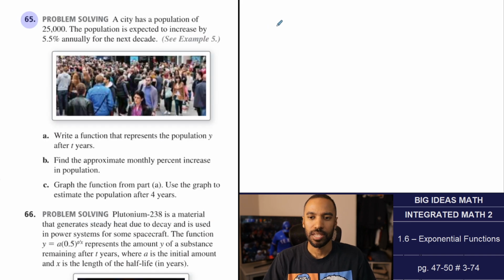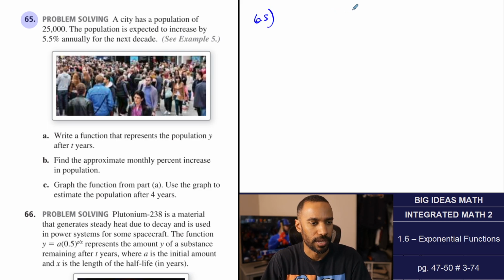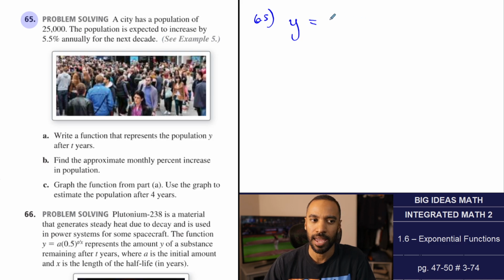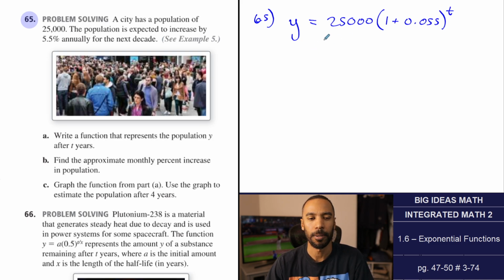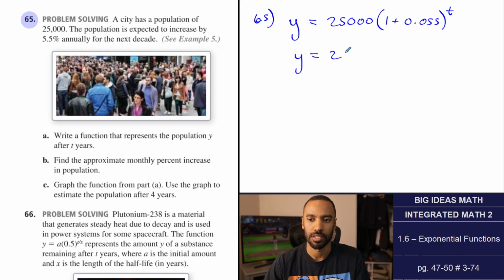65. A city has a population of 25,000. The population is expected to increase by 5.5% annually for the next decade. Write a function that represents the population y after t years. Okay, so this is the whole y equals a, the initial, 25,000, times, this is an increase, 1 plus 5.5%, which is 0.055, to the t power. That's each year for the next 10 years it's supposed to do this. So let's simplify that part. That's 1.055 to the t. That is part A.